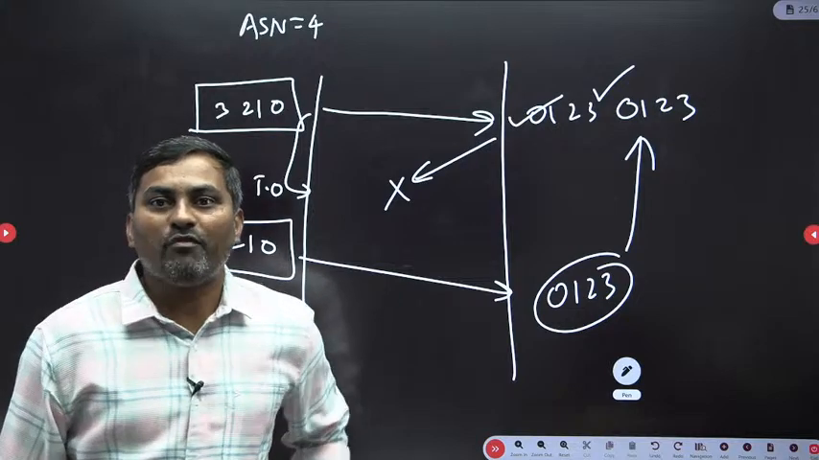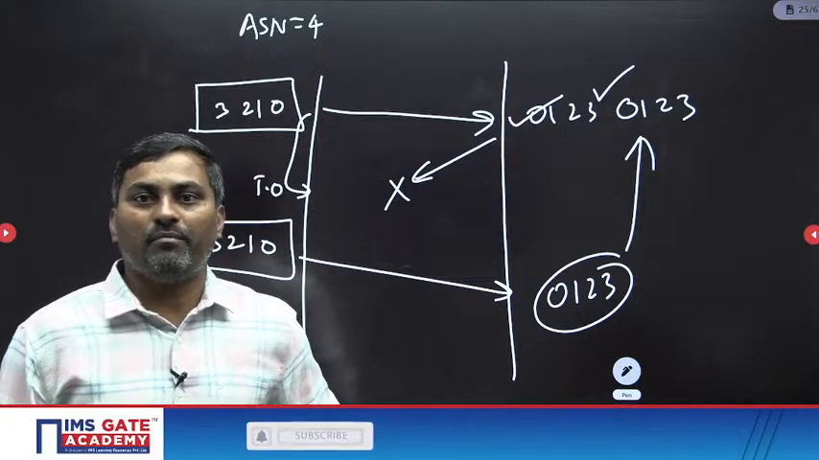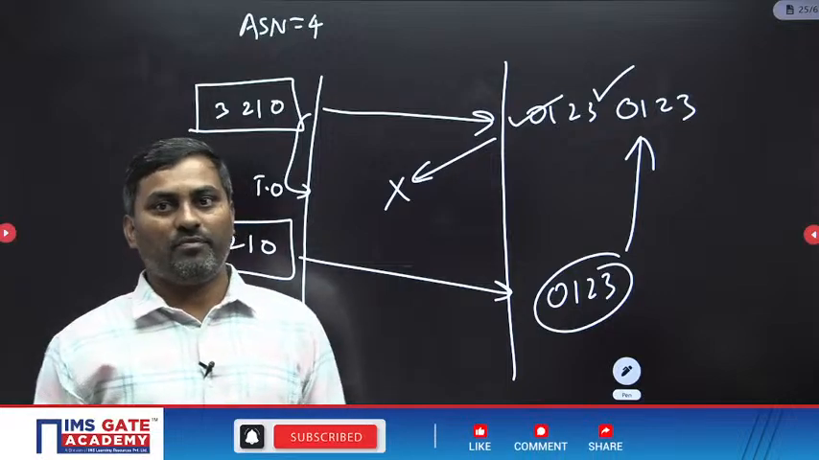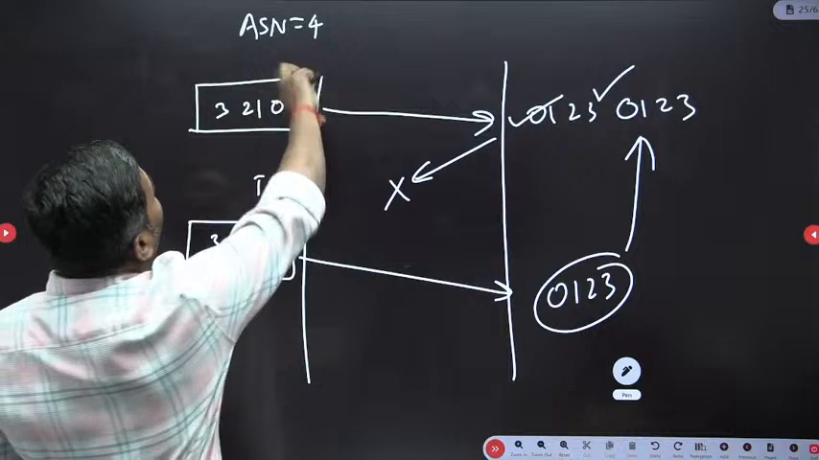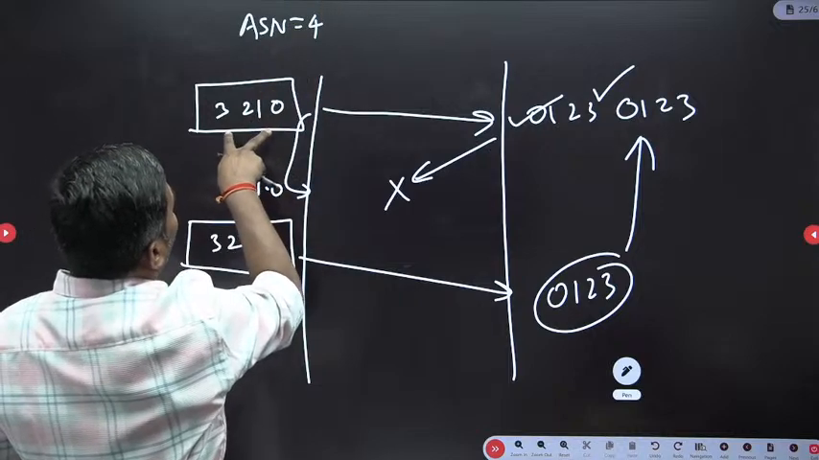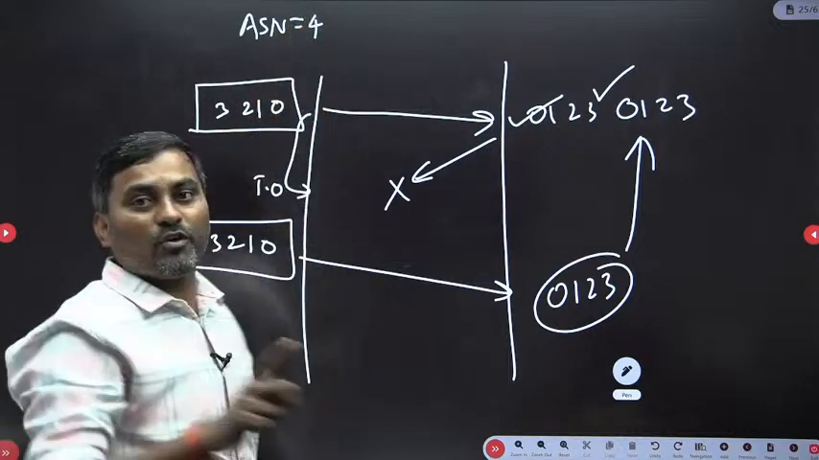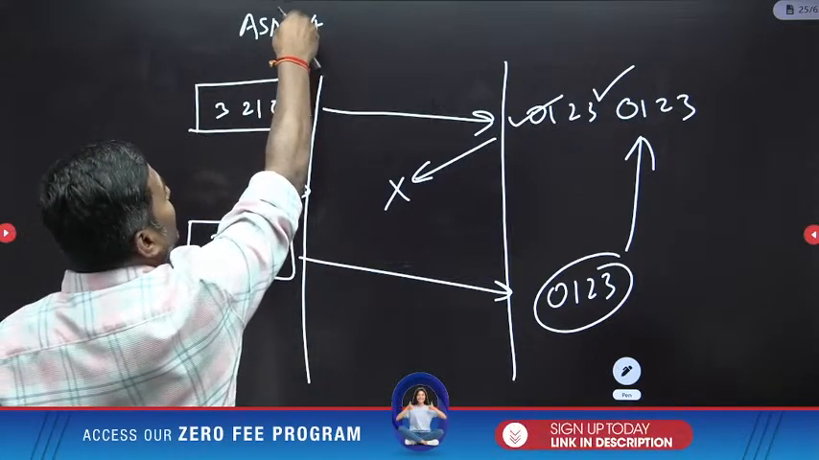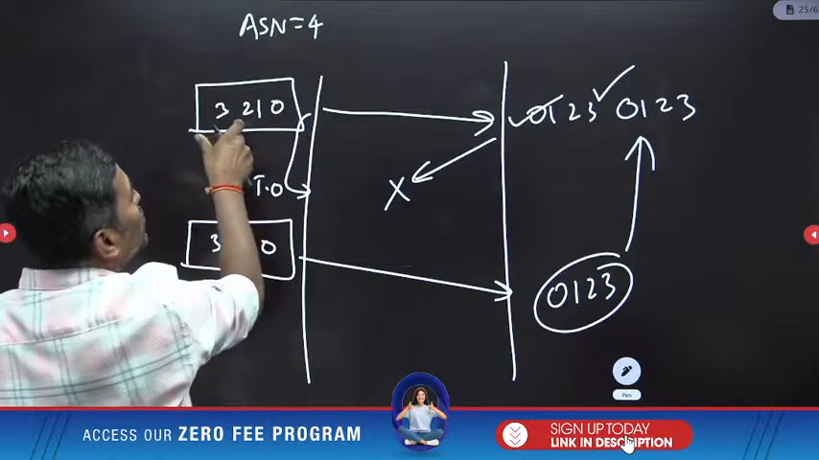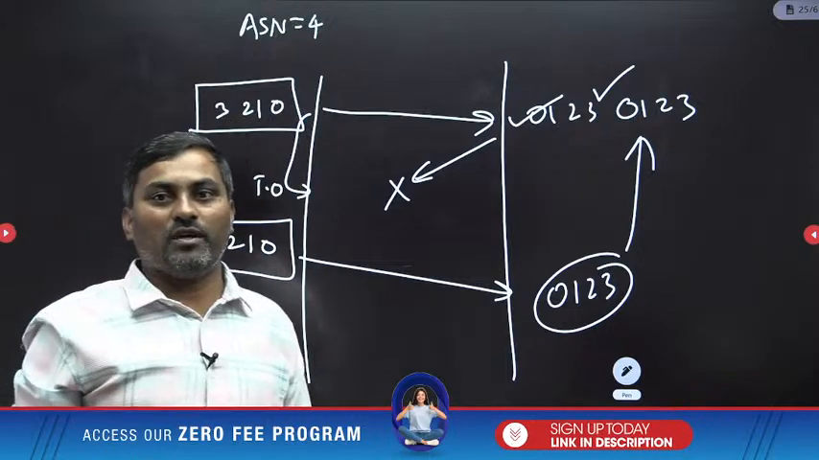Sir, we use half of them instead of all of them. That is the SR protocol. What is the SR protocol? If you make the window size 4, you can increase the available sequence numbers to 8, or if you keep the available sequence numbers at 4, you reduce the window to 2. That is the SR protocol, correct or not?